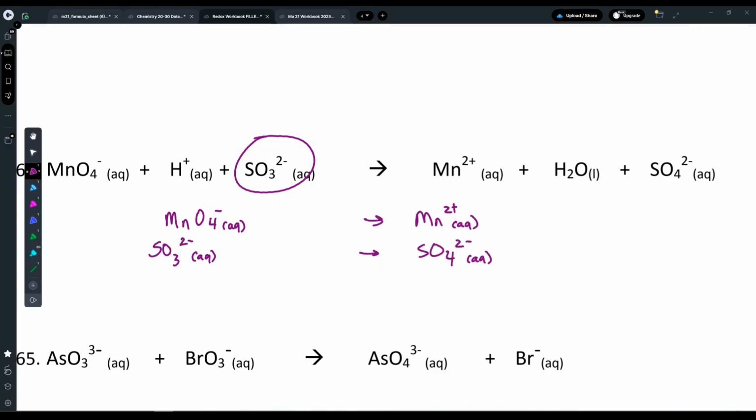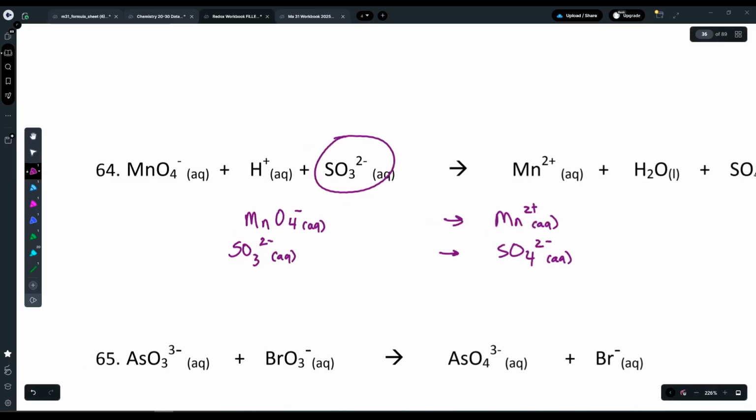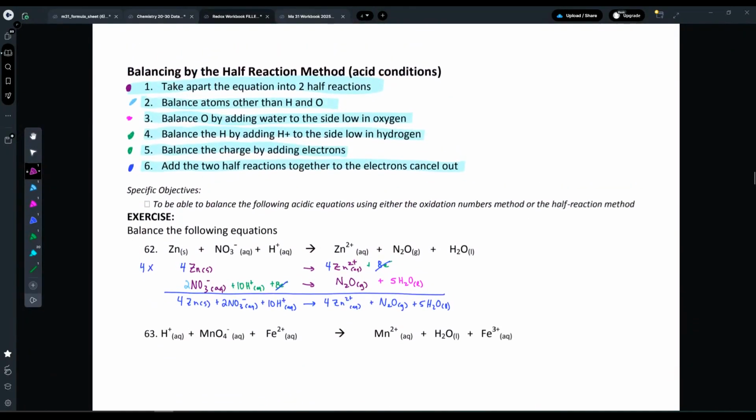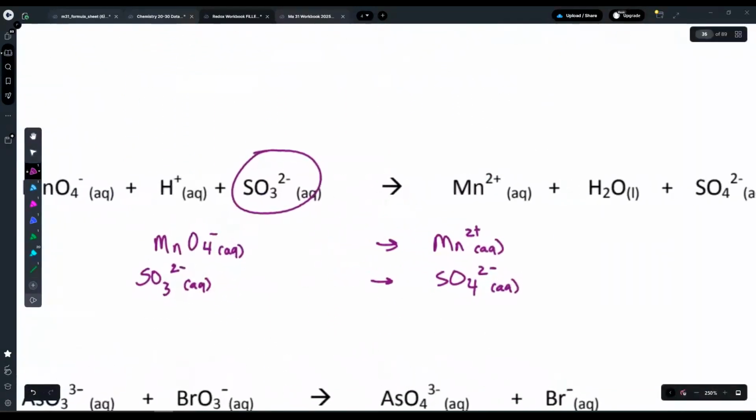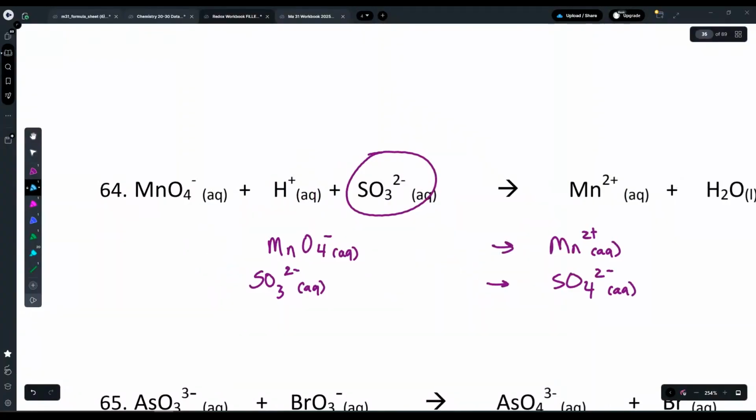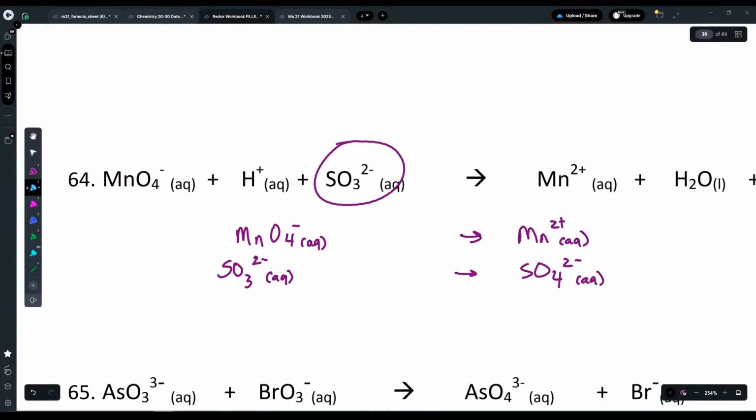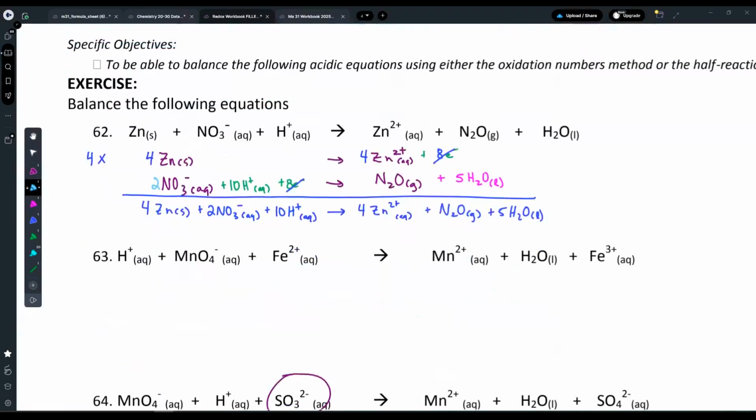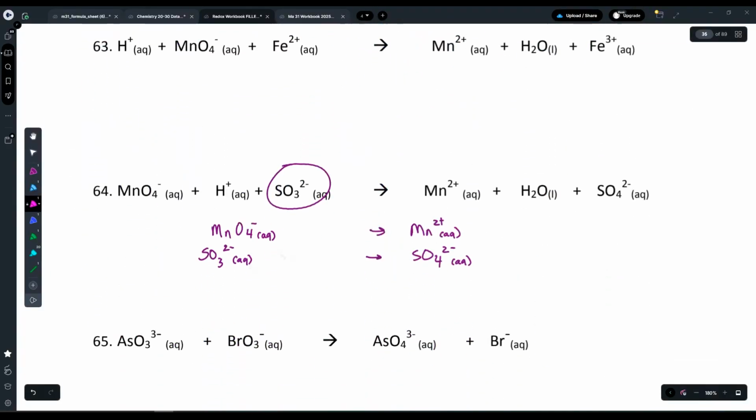Okay, so I'm going to go through and balance where I can. Right, I used blue to balance out anything that wasn't oxygen or hydrogen. So looking at the first reaction, I got one manganese coming in, one manganese coming out. So that's balanced. For the next reaction, I've got one sulfur going in, one coming out. Those are balanced. Okay, moving on to step 3, we need to balance the oxygen. So I used pink for that.